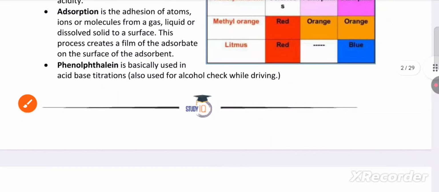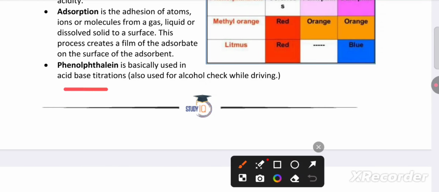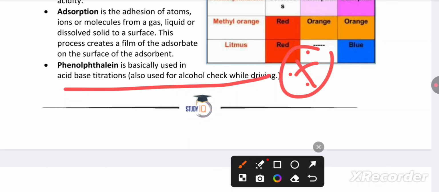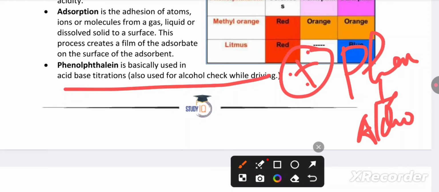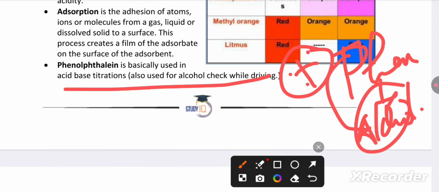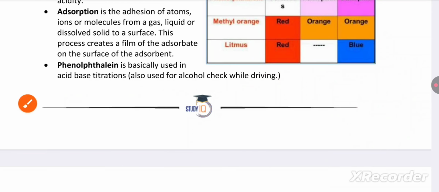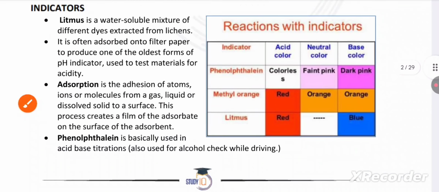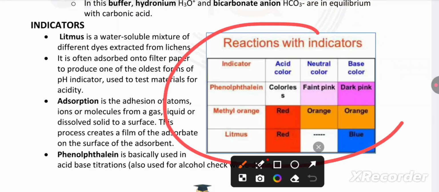Phenolphthalein is basically used in acid base titrations, also used for alcohol checking while driving. Okay, this is the main point. Phenolphthalein, P, phenolphthalein. Okay, alcohol, phenolphthalein. You need to memorize it. Then this is the main concept. These are some indicators.